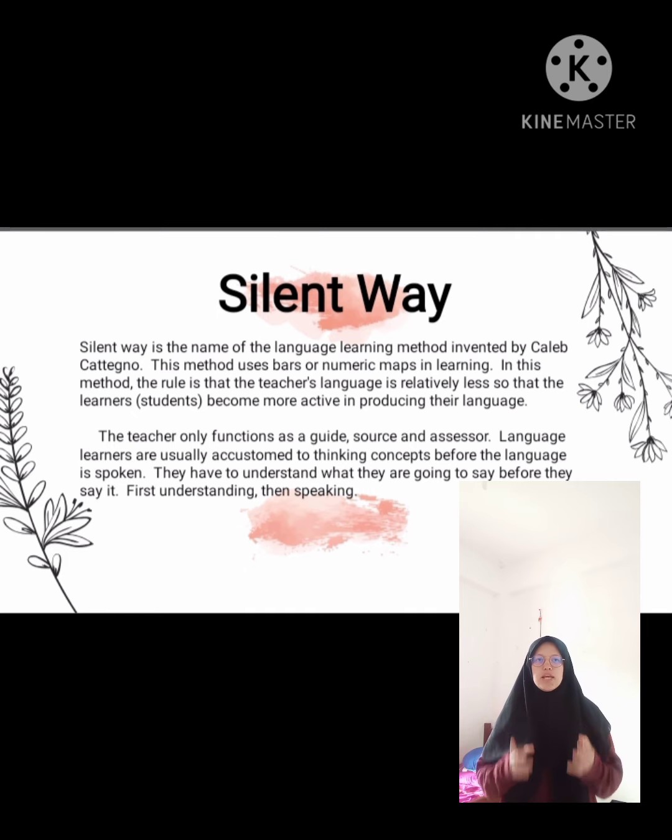Silent way is the name of the language learning method invented by Caleb Gattegno. This method uses bar or numeric map in learning. In this method, the teacher's language is relatively less so that the learners become more active and produce their language. The teacher only functions as a guide, source, and assessor.